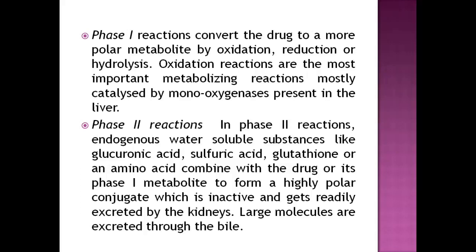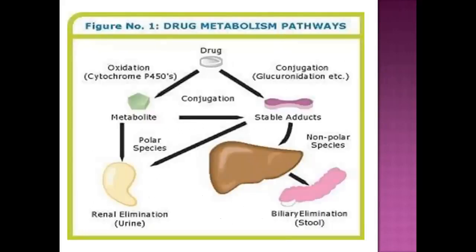So here what is happening in phase 2? The endogenous water-soluble substances are combining with the drug or its phase 1 metabolite to form a highly polar conjugate, which is inactive and which will get excreted by the kidneys. So here you can see the pathways of the drug metabolism, be it the oxidation, which is the phase 1 reactions, or the conjugation, which is the phase 2 reactions.